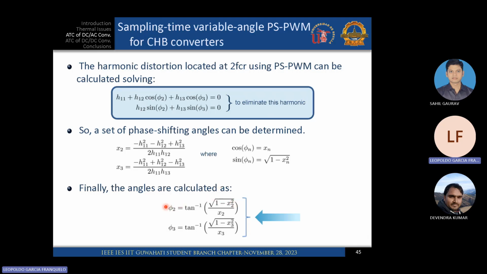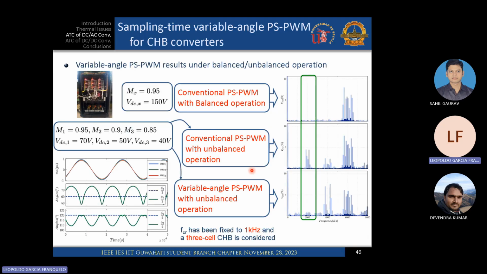So basically, the two angles can be calculated in real time using this formula, where x are here, and so on. Then we can apply it and compare several cases. This is the balanced operation, and we expect all these to be 0. When we have unbalanced operation, in this case, we are using 3 cells and 3 different modulation indexes and 3 different voltages for each of them.